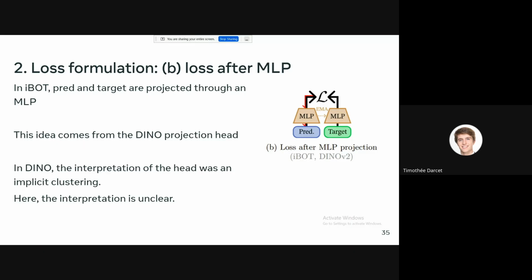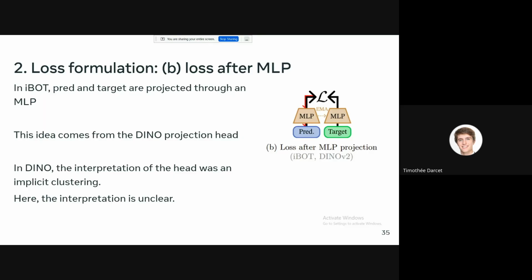originality in the iBOT work. They use some weird MLP projection, a multi-layer perceptron, a few linear layers with non-linearities in between, to project your prediction and the target into a different embedding space where they compute the loss. And the target is projected with an EMA of the prediction MLP. If it looks weird, it's normal. It's a bit surprising. The idea is coming from the DINO work.